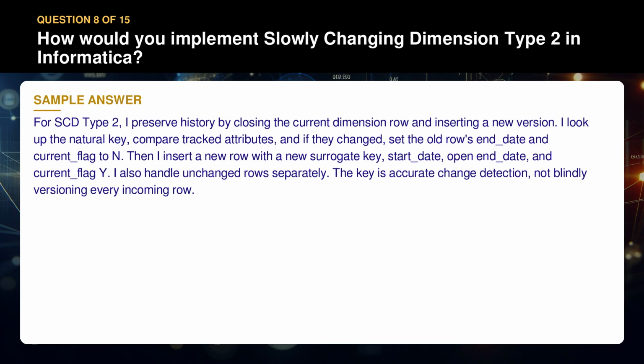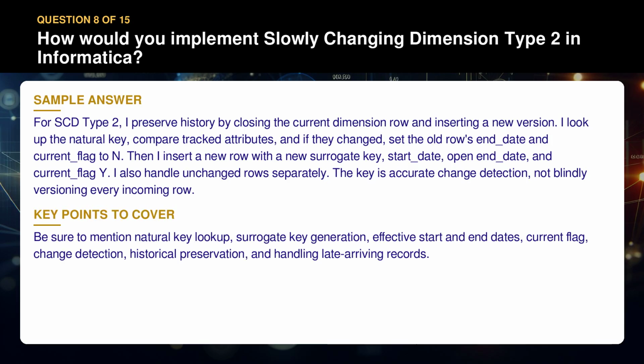Then I insert a new row with a new surrogate key, start date, open end date, and current flag Y. I also handle unchanged rows separately. The key is accurate change detection, not blindly versioning every incoming row. Be sure to mention natural key lookup, surrogate key generation, effective start and end dates, current flag, change detection, historical preservation, and handling late arriving records.